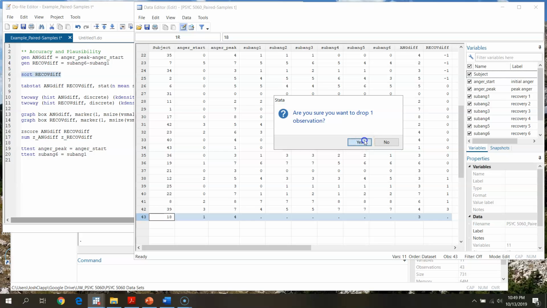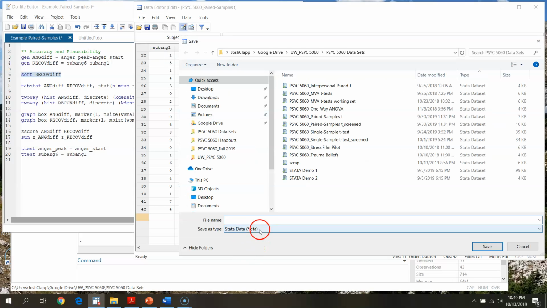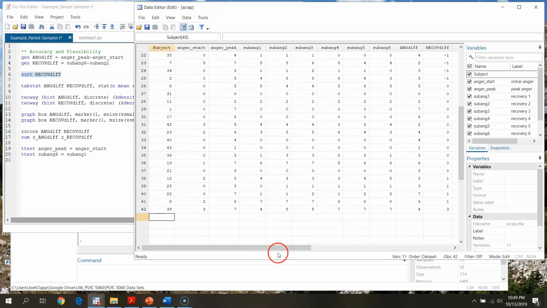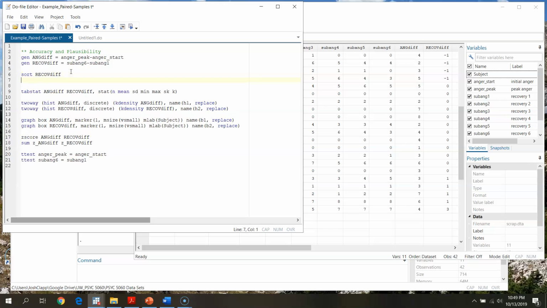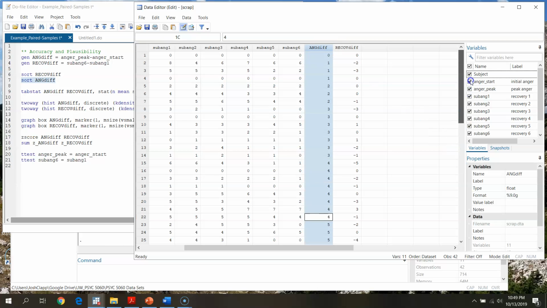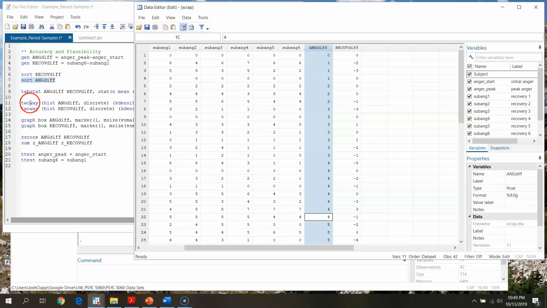Okay, so after we've documented it, get rid of that person, go up here, save as. I'm just going to save this as a scrap file so we're not messing around with our original data. Okay, and then I could do the same thing if I want to take a look at anger difference, right? Sort there. But it looks like with difference in anger scores, we're not missing any values there. Okay, so we've got one case with a missing value.